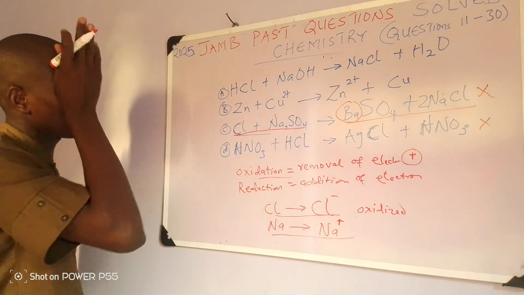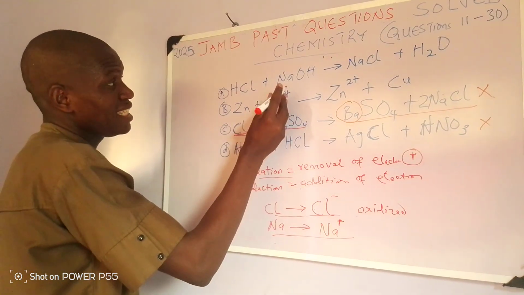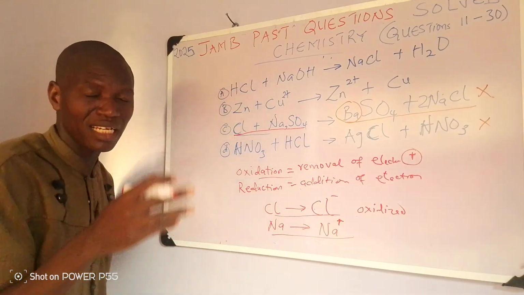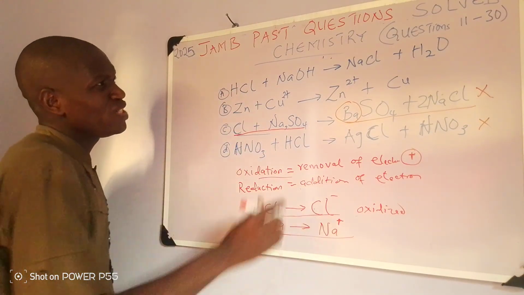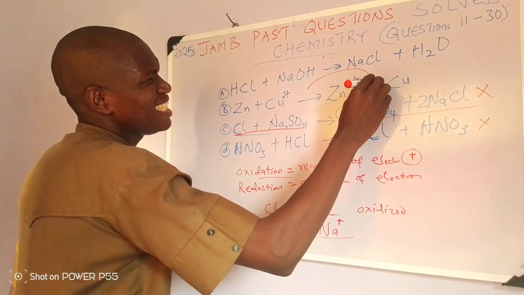So let's now come back to our question. Copper here is showing that it has donated about 2 electrons, while this one is still neutral. But on the other side, we are seeing a change.